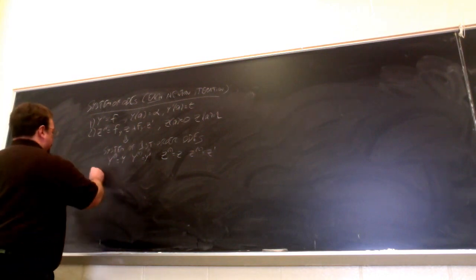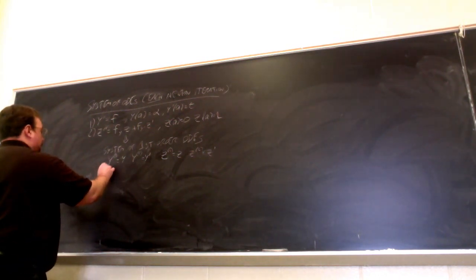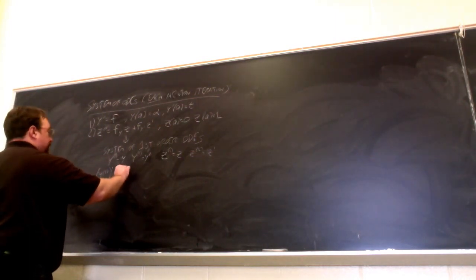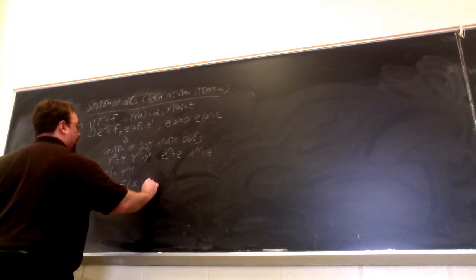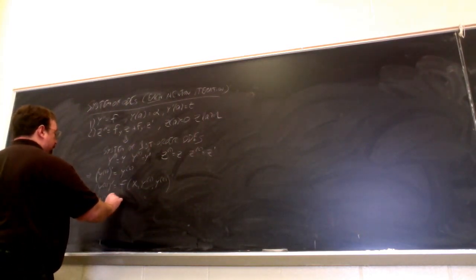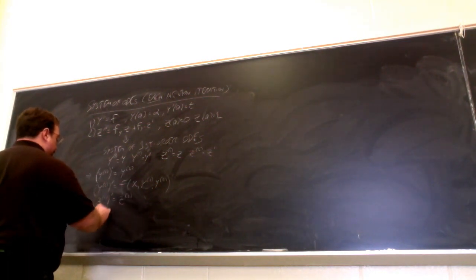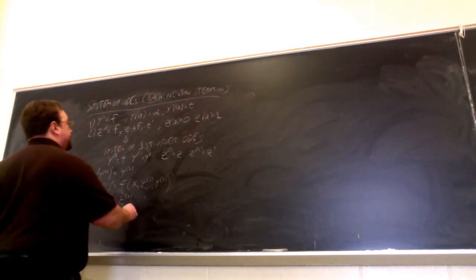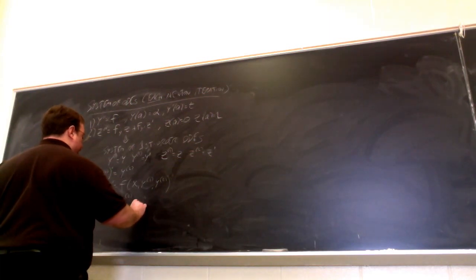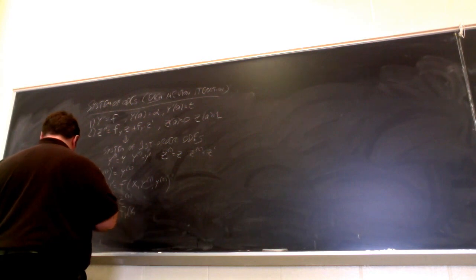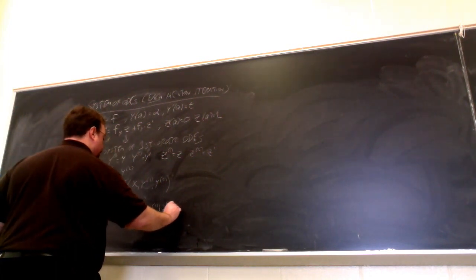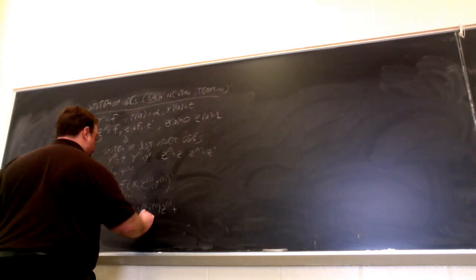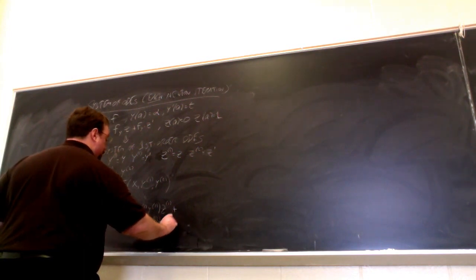Okay, so now we have y1 prime is equal to y2, y2 prime is equal to f of x, y1, y2. z1 prime is equal to z2, and z2 prime is equal to df/dy of x, y1, y2 times z1 plus df/dy prime of x, y1, y2 times z2, which is z prime.